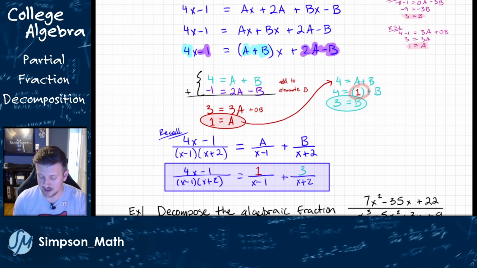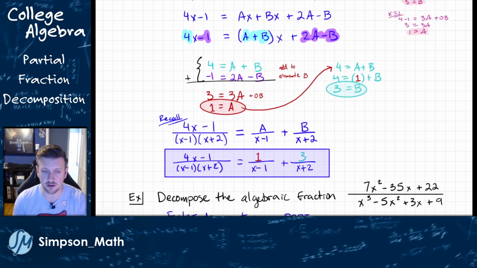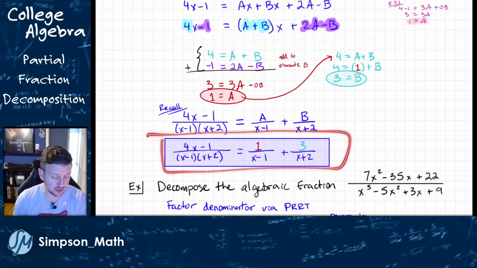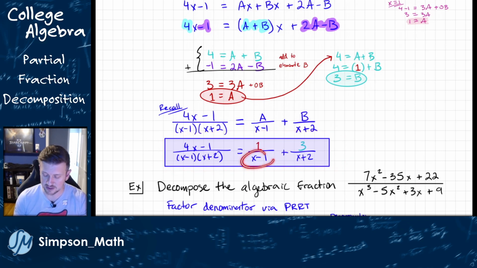And then plug that into one of the other equations. Top one seems nice. And I get that b is 3. So notice I get the same things that I saw earlier. So that if I was to break this fraction apart into its partial fractions again, where the denominators are more or less the prime factors of the denominator, I have 1 over x minus 1 and 3 over x plus 2.